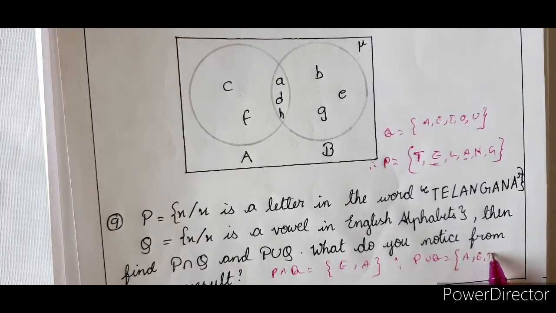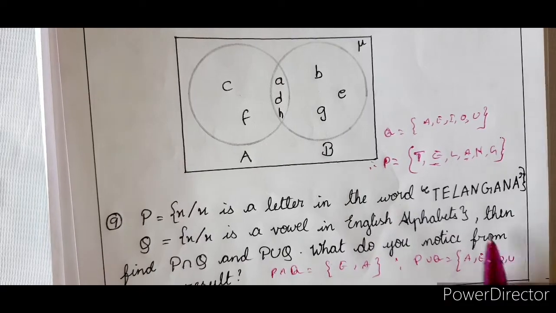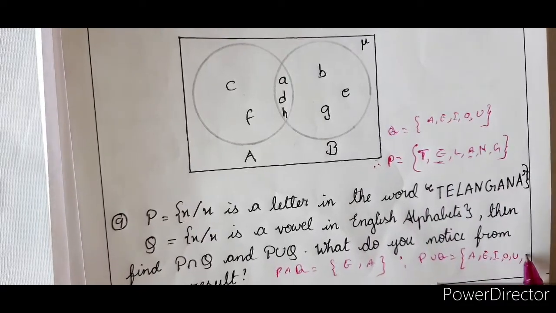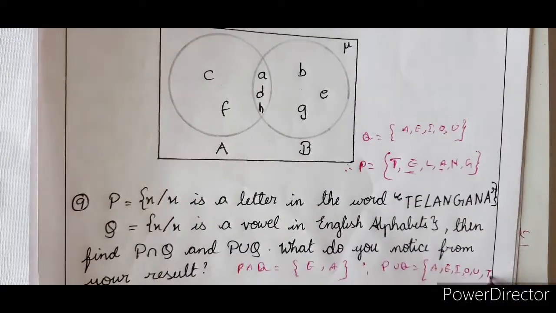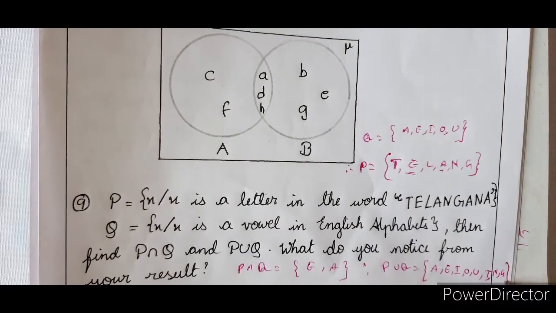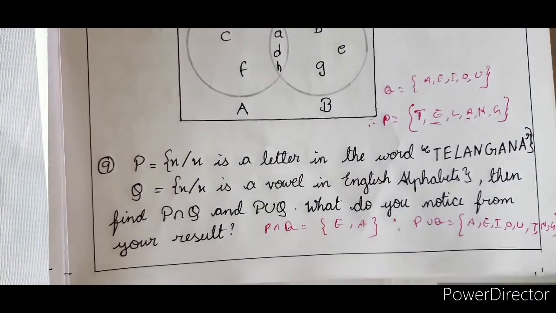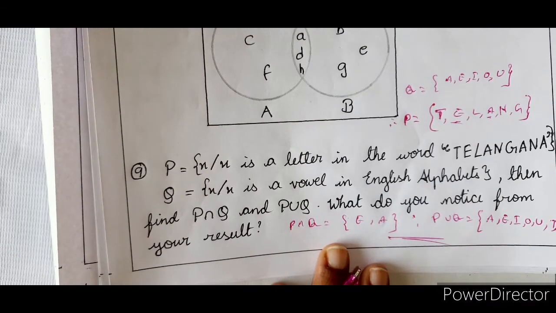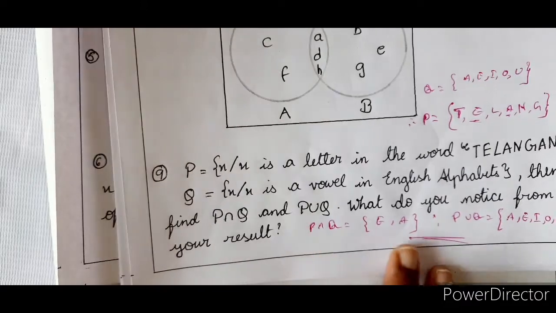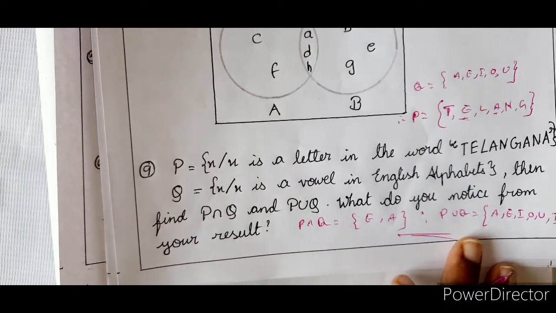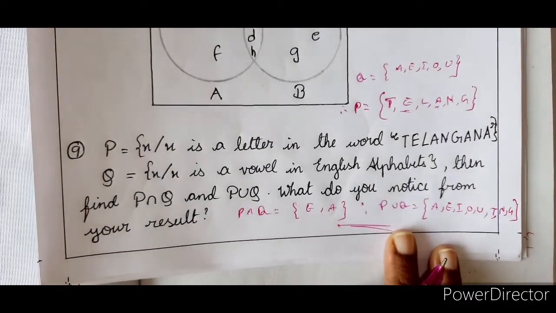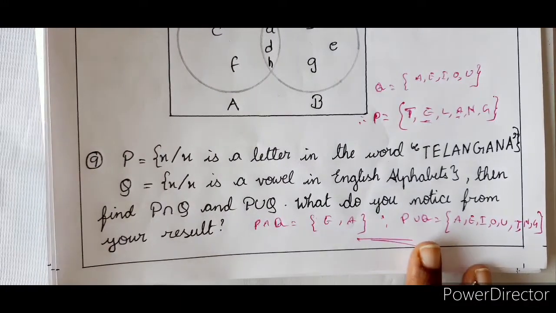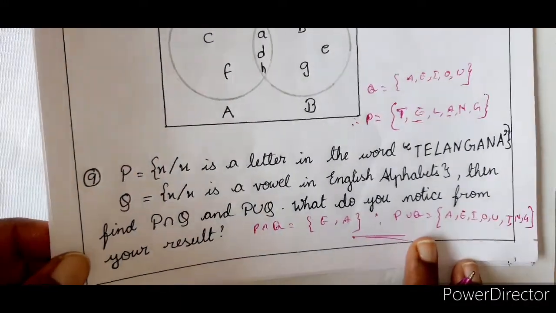So A, E, I, O, U. Leftover elements: T, N, G. So what's the result? The two are different. What do you notice from your result? P intersection Q is not equal to P union Q. Note it down.